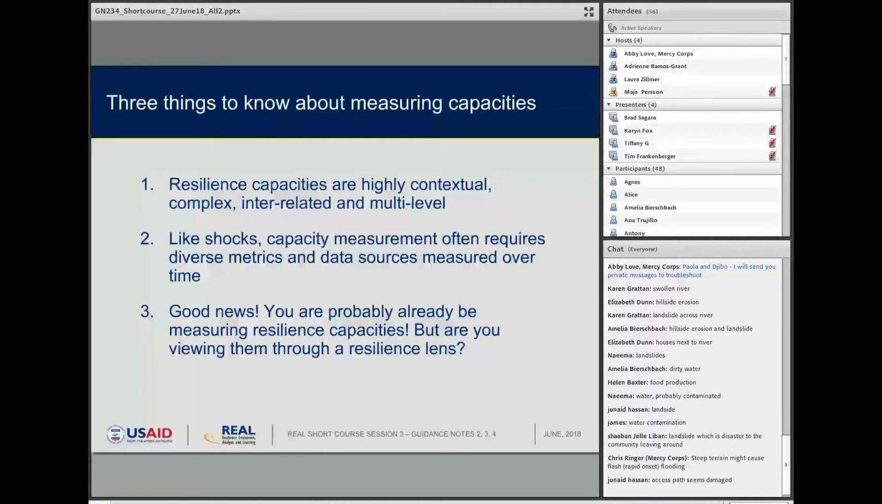I'm going to shift quickly to measuring capacities. So resilience capacities, like shocks, require a fair amount of consideration in advance of what capacities exist in a particular context. They're very complicated, and they're often interrelated and operate at multiple levels. Like I said before, this implies that this requires diverse metrics and data sources measured over time. But the good news is you're probably already measuring resilience capacities, but you may not be viewing them through a resilience lens. And what I mean by that is we may not be thinking about how this particular capacity that you're measuring is related to a given response that you would like to see in response to a shock.